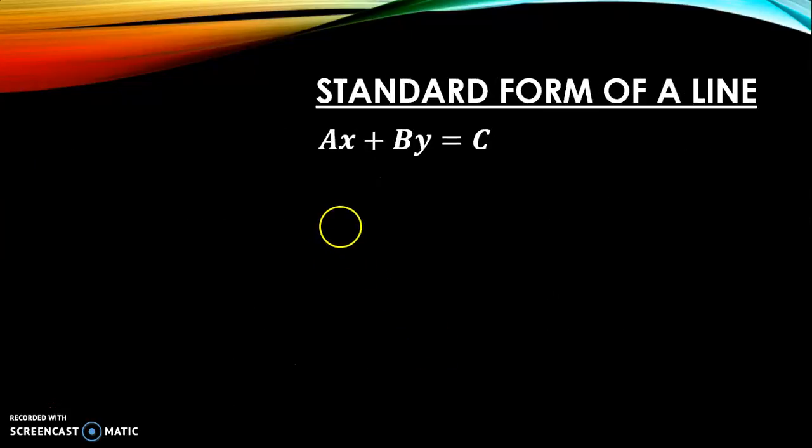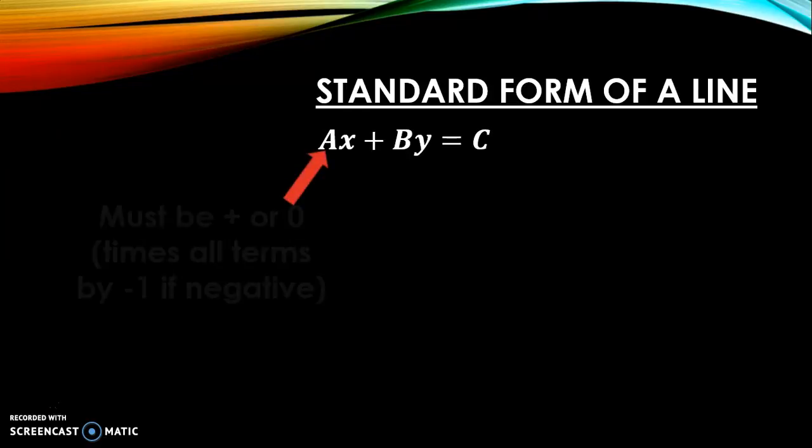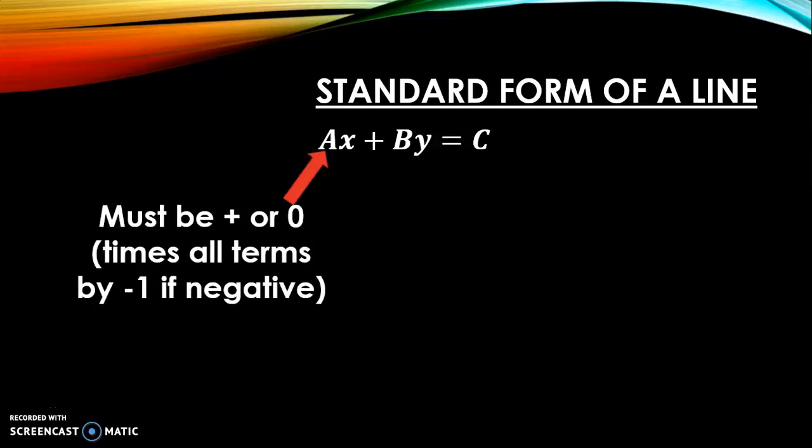But when you have x and y on the same side, separated by a plus or a minus, this is what we call the standard form of a line. When you're in standard form, there's a couple special things to note. A, for example, must be a positive number or 0. If it is negative, you should multiply every term in the equation by negative 1.